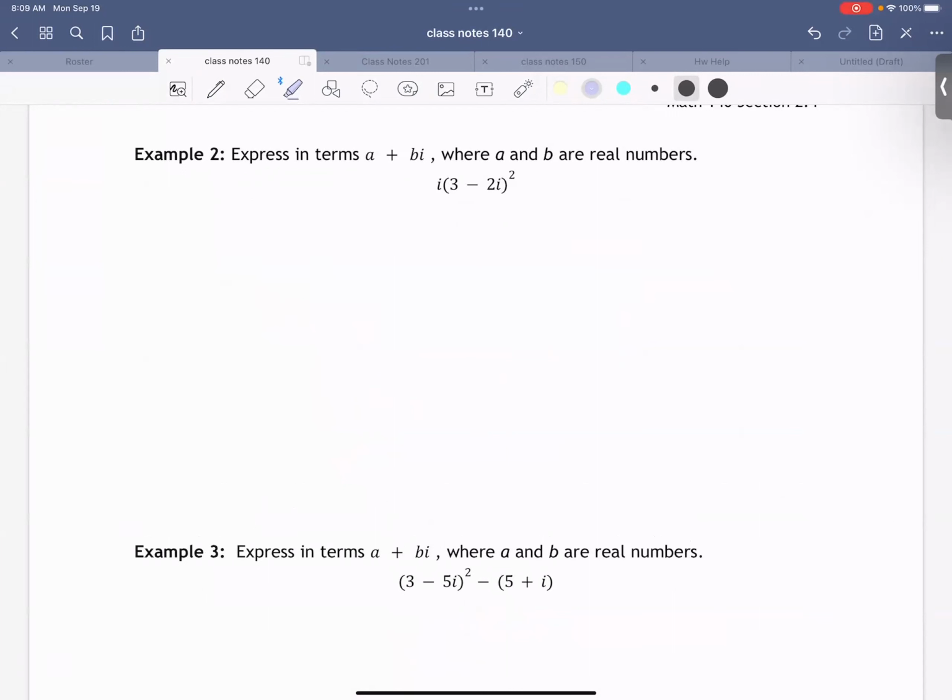Okay, so example number 2. We want to express this complex number in terms of a plus bi. And all this means is we want a complex number where there's one real number and then one thing attached to the complex number i. We don't want multiple i's. We don't want an i squared. We don't want anything crazy. So we have i times (3 minus 2i) squared. Any ideas on what to do first?